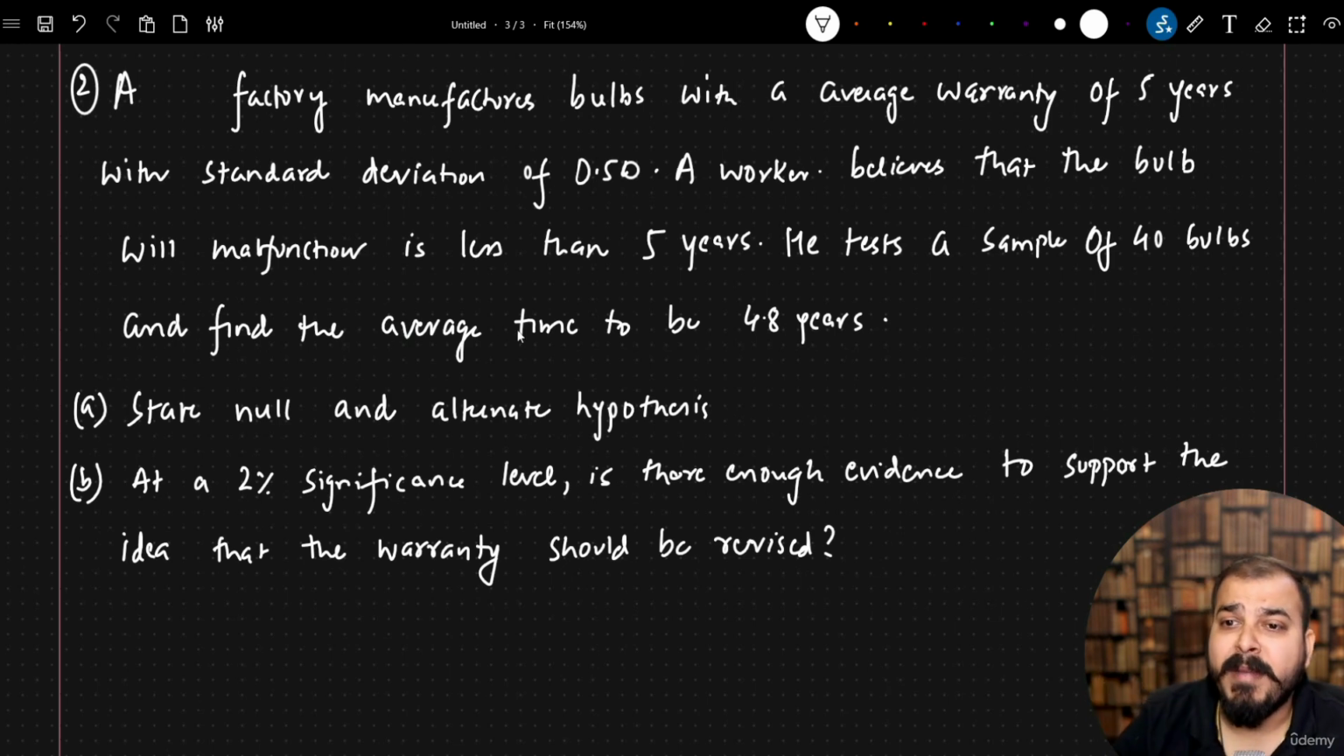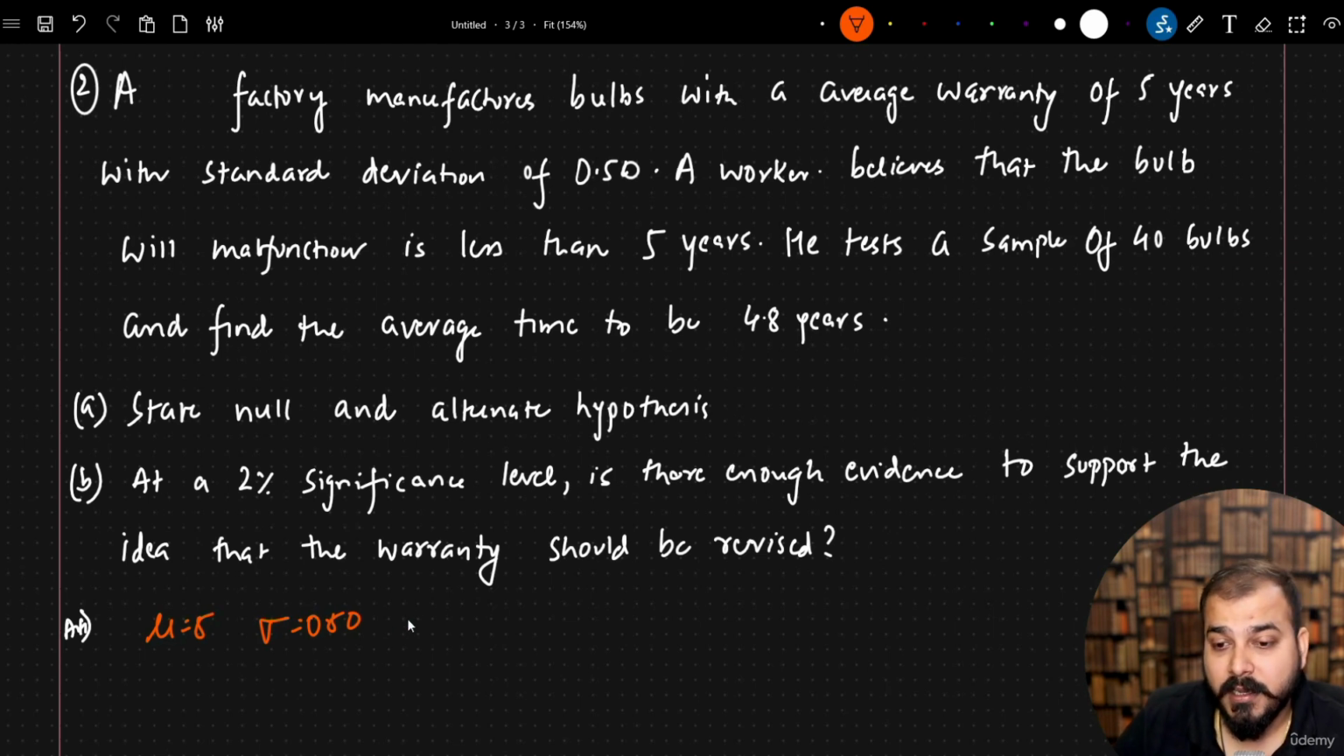Over here, a factory manufactures bulbs with an average warranty of 5 years and with a standard deviation of 0.50. So what information am I able to get? My mean is 5. My standard deviation is 0.50. If the standard deviation is known and my sample is greater than 30, then we have to use the Z test. Over here, N is 40, since he tests a sample of 40 bulbs. So my N value is greater than 30, and I'm definitely going to use this Z test.